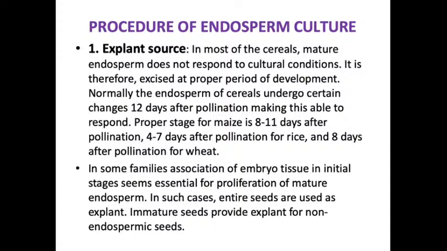In most cases of the cereals, mature endosperm does not respond to culture conditions. Therefore, it is excised at the period of development. So when it is at a developing stage, only then we excise it. Normally the endosperm of the cereal undergoes certain changes 12 days after pollination, making it able to respond. The proper stage for maize is 8 to 11 days after pollination, 4 to 7 days after pollination for rice, and 8 days after pollination for wheat.